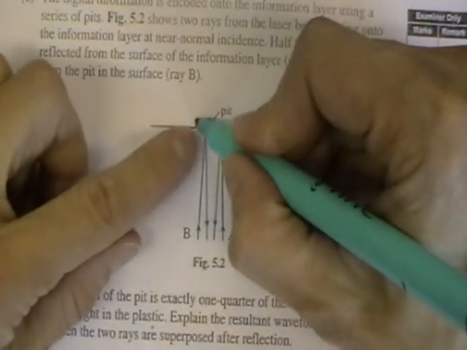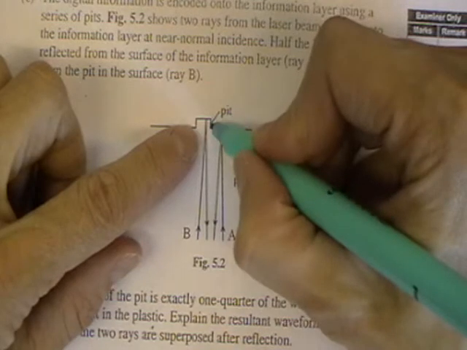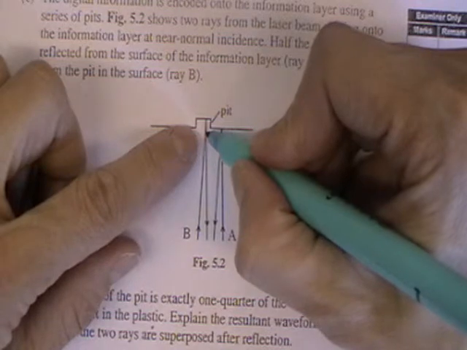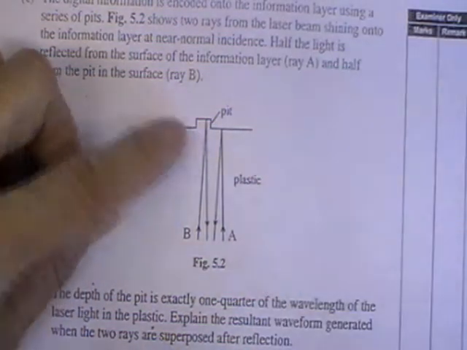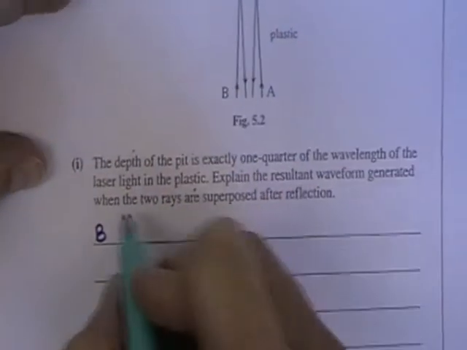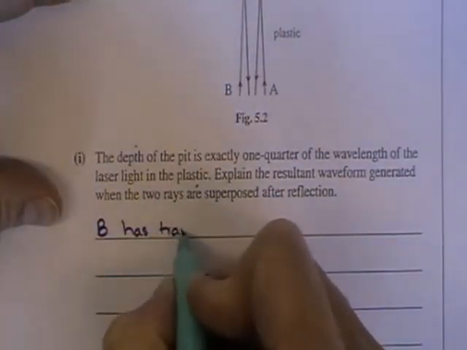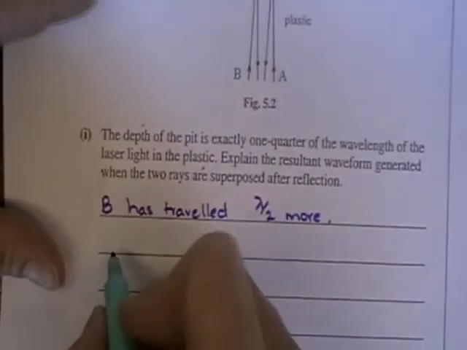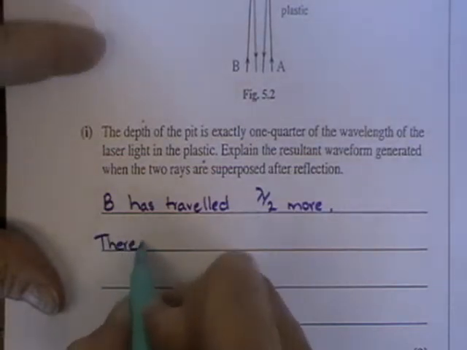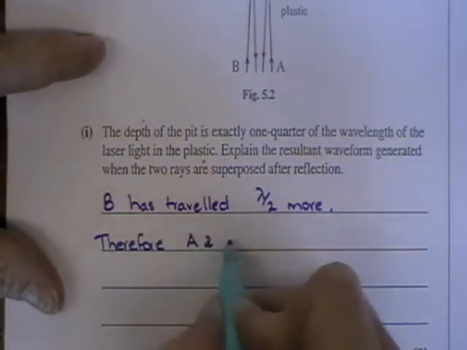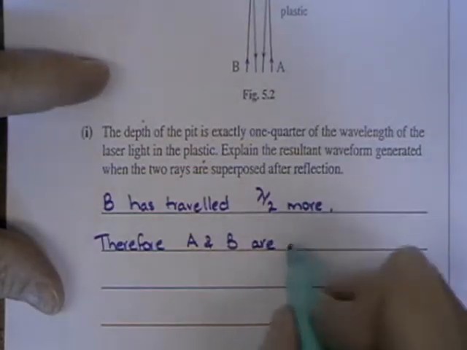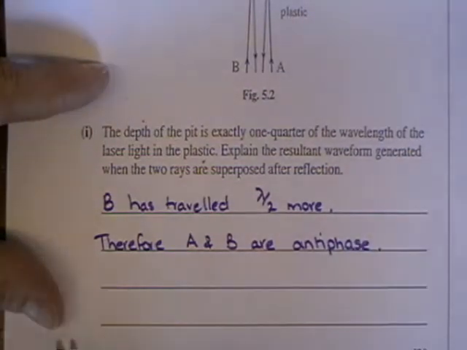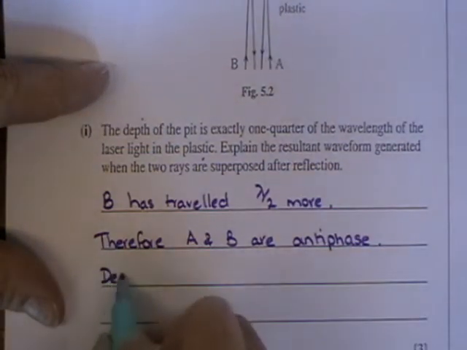Now the depth of the pit is a 1/4 wavelength, but it also has a 1/4 wavelength to travel back again. So by the time it has got out of here again, that light at B there has travelled half a wavelength more. So B has travelled lambda over 2 more. Therefore, that means that A and B are half a time period out of phase, or in antiphase. So whenever they superpose with each other, then destructive interference will occur.